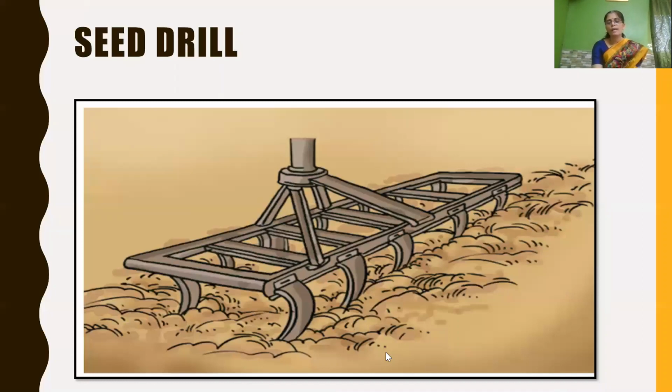And now next one, identify the given implement and write its use. Here it is given as seed drill, but in the exam, without the name given, you should know the name of this implement. This seed drill, what is the use of this? It is used for sowing seeds. That option will be given, seed drill, sowing seeds. So that option you have to select.